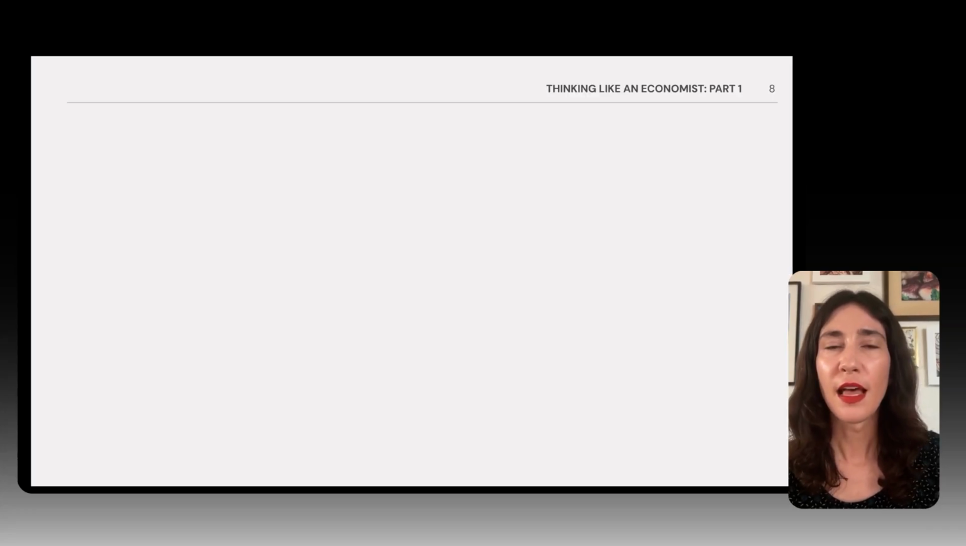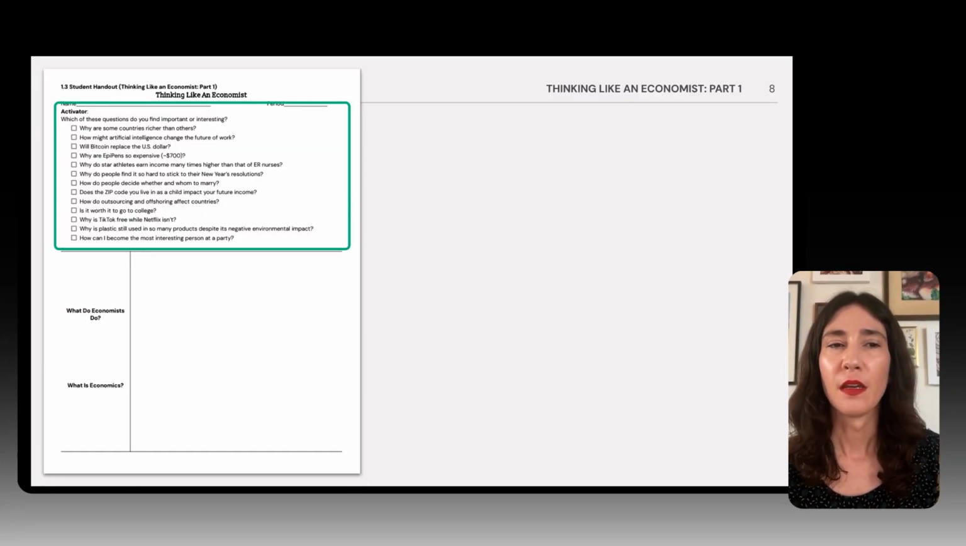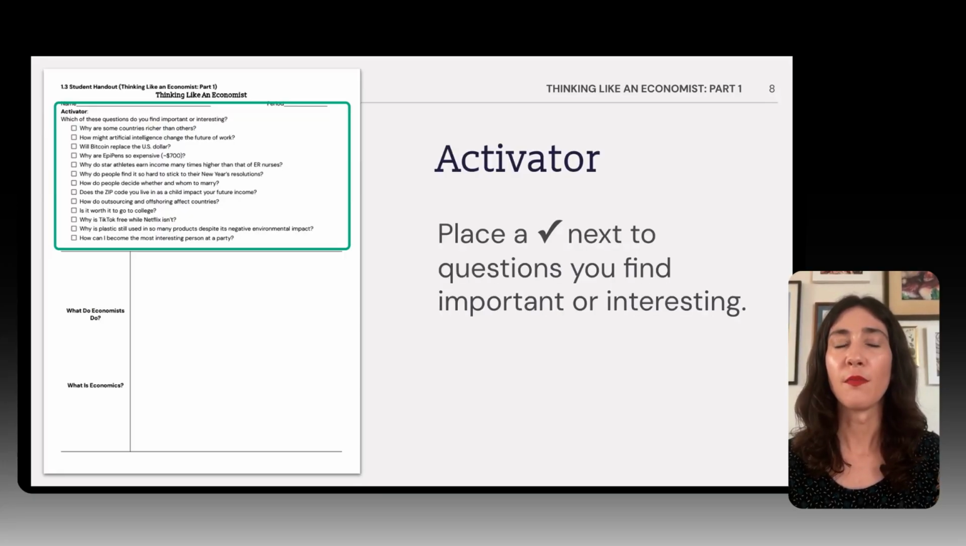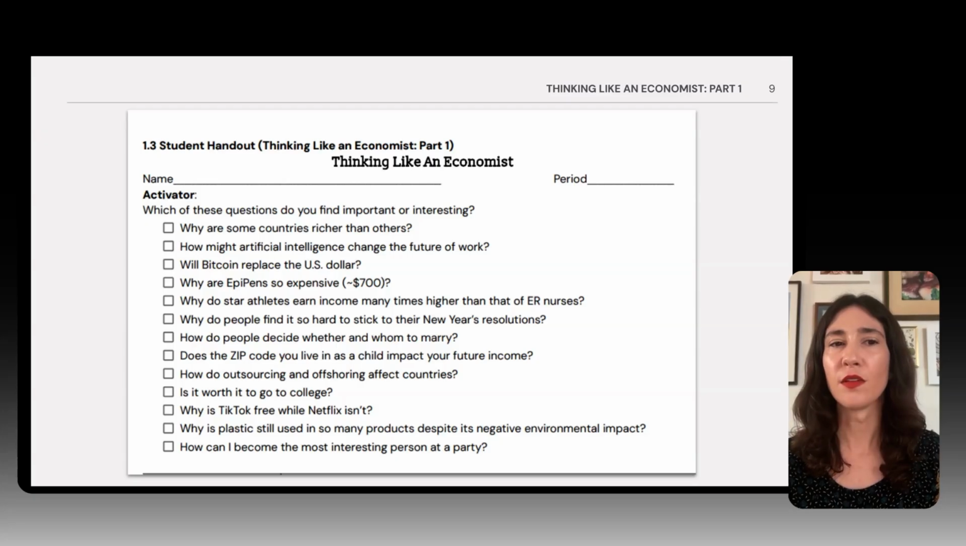So let's get into the slides for Thinking Like an Economist Part 1. These are not all the slides in the lesson plan for the sake of time. We start with an activator that has students consider a list of questions and check which ones seem important or interesting. They may not seem like they have anything to do with economics, things like why are EpiPens so expensive?